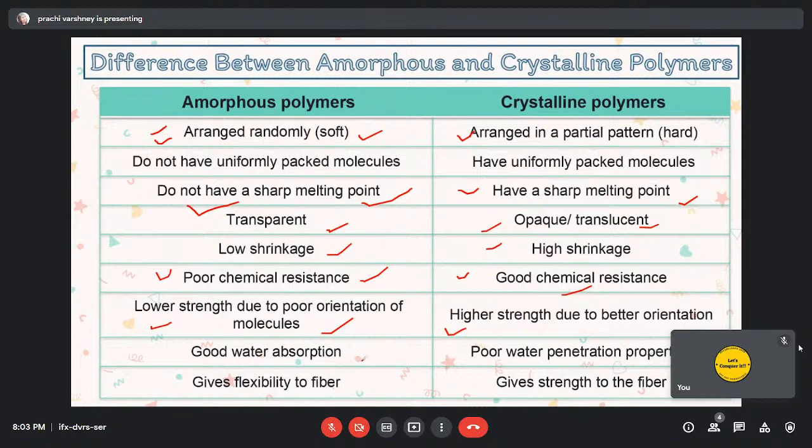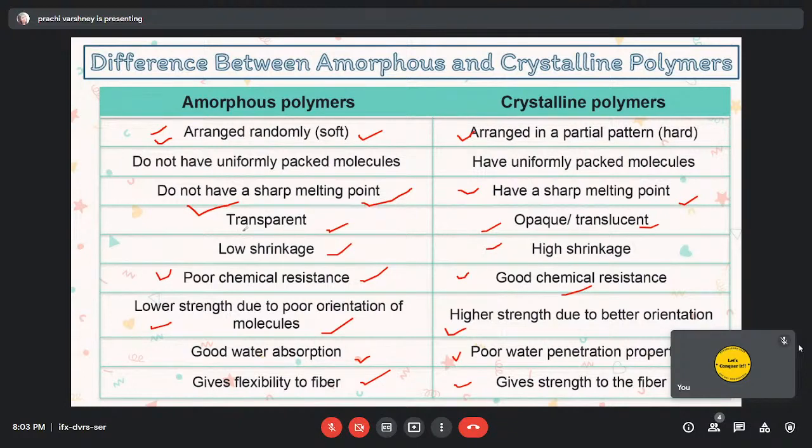Next, amorphous polymers have good water absorption, because they are arranged in a random manner. At the same time, crystalline polymers do not have good absorption power, so they have poor water penetration properties. Amorphous resin gives flexibility to fibers, while crystalline resin gives strength to the fibers. So this is the main difference between amorphous and crystalline polymers.